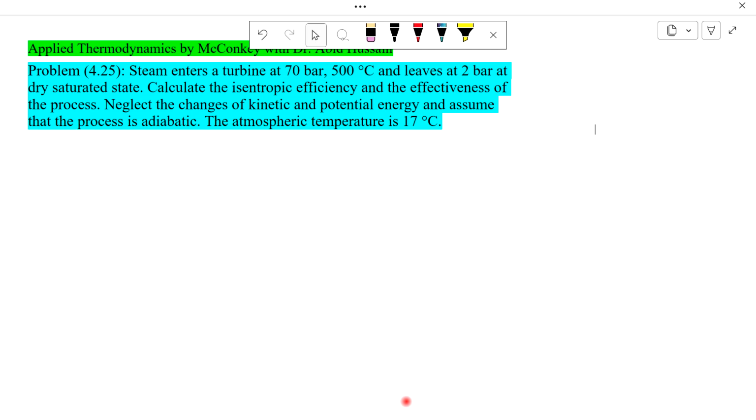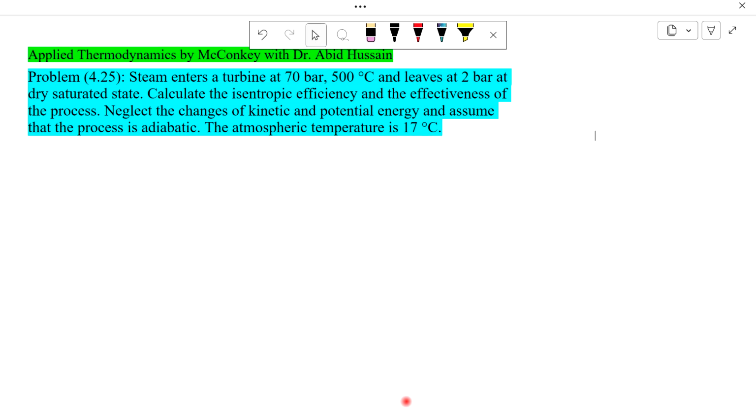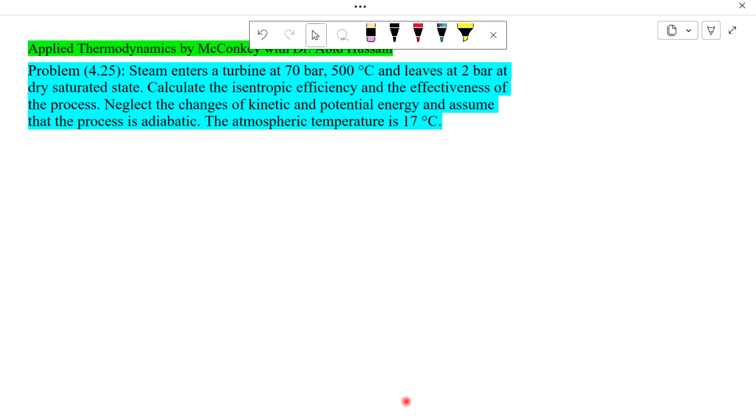Bismillahirrahmanirrahim. In this lecture, we are solving problem 4.25 from Applied Thermodynamics by McConkey. The problem statement is: steam enters a turbine at 70 bar and 500 degrees centigrade.